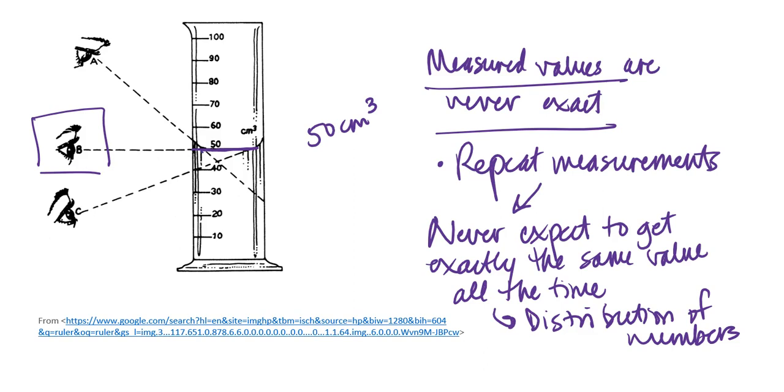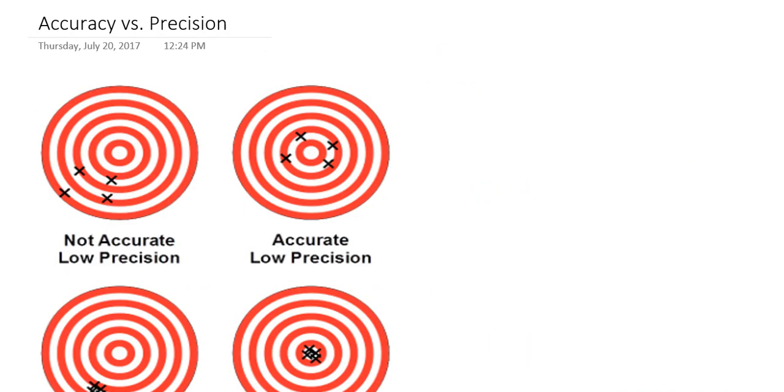Those two words are often very much confused, again, this concept of accuracy and the concept of precision. So let's talk about accuracy and precision in a little bit of detail.